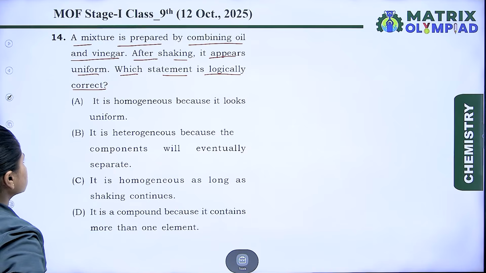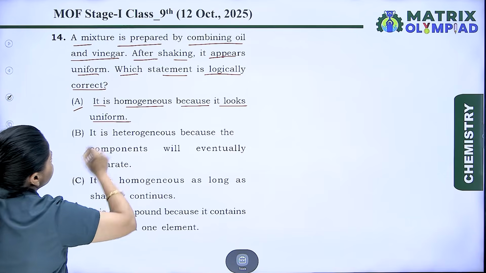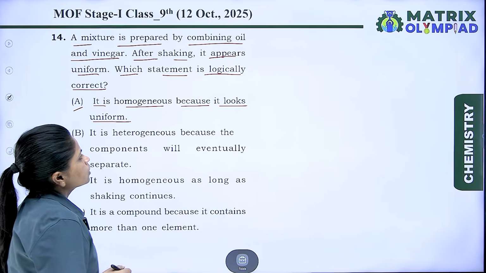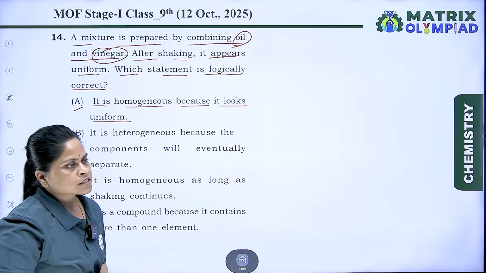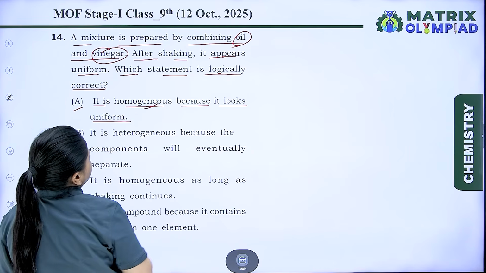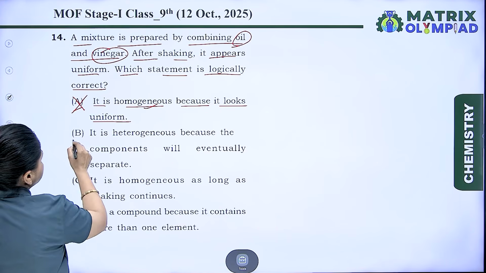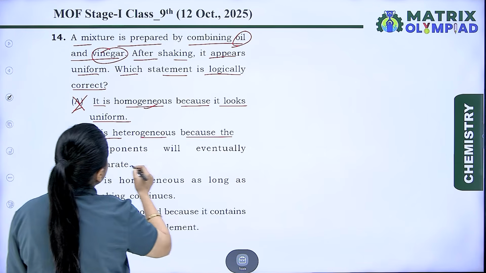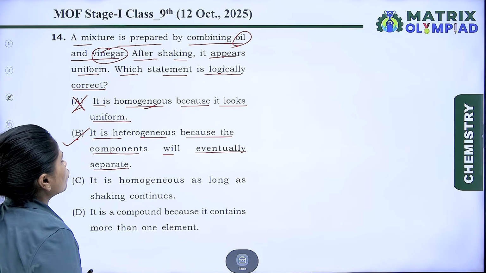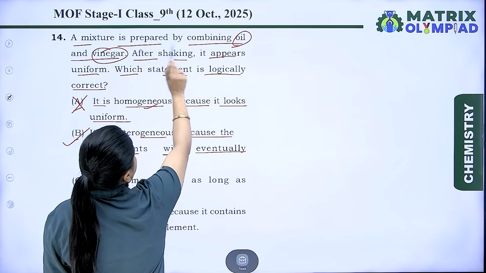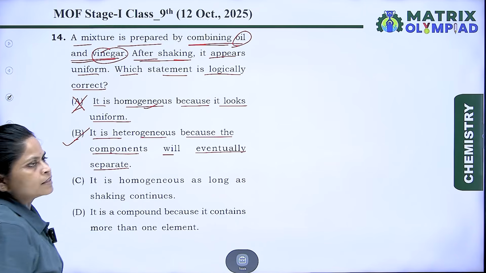Let's check the options. Option A, it is homogeneous because it looks uniform. No, as we know that oil and vinegar are two immiscible liquids and it is not homogeneous, as it is heterogeneous. So option A is wrong. B, it is heterogeneous because the components will eventually separate. Yes, this is correct for this question, as here combining oil and vinegar and their shaking is done.